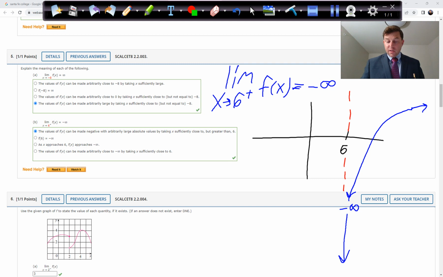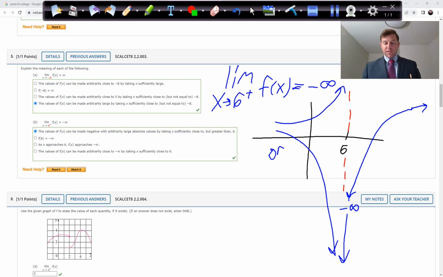Now, there are a couple of possibilities. It could also mean that from the left-hand side it goes down to negative infinity, or it could actually go up to positive infinity. So it didn't tell me what the limit was as x approaches 6 from the left-hand side, so I'm not sure.